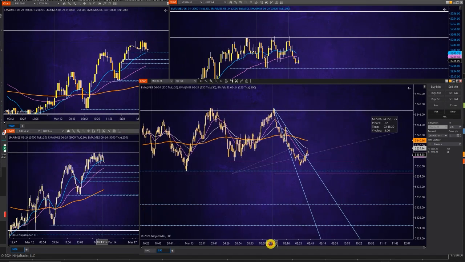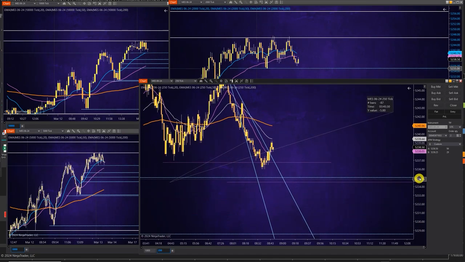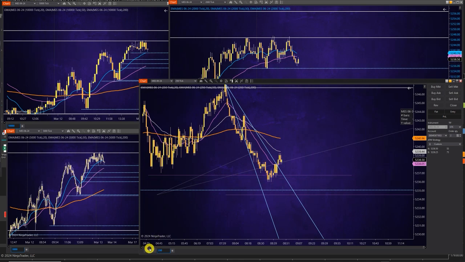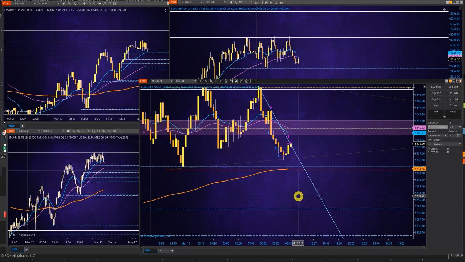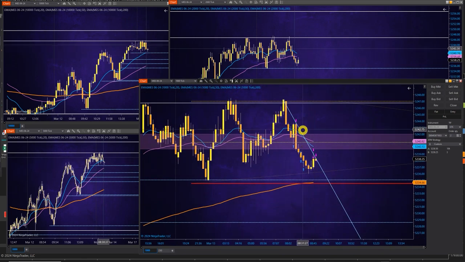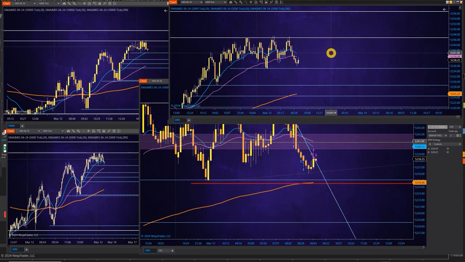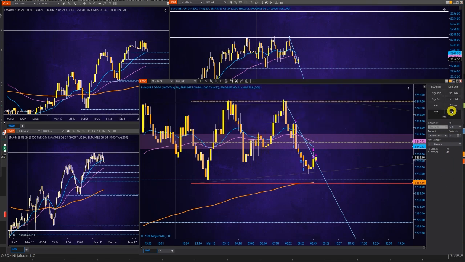So I need to enter two contracts. It's broken the trend line here. Let's see what we got here on this one. It's trying to break the trend line on the 1,000 tick chart. Let's use the 2,000 tick chart here. Yeah, the 2,000 tick chart looks pretty good. Let's go ahead and get in a position here.